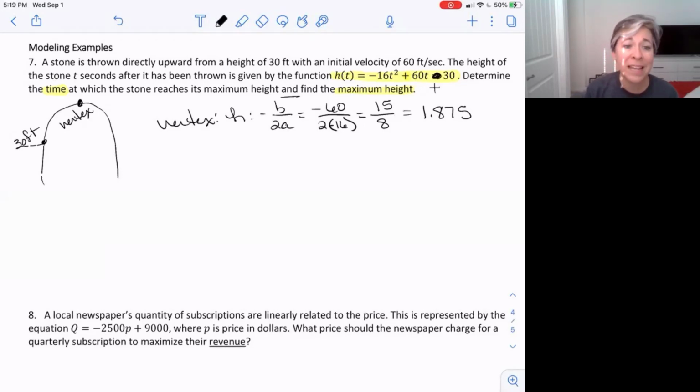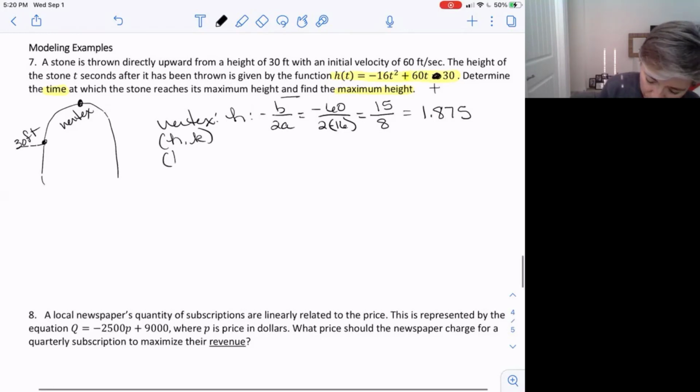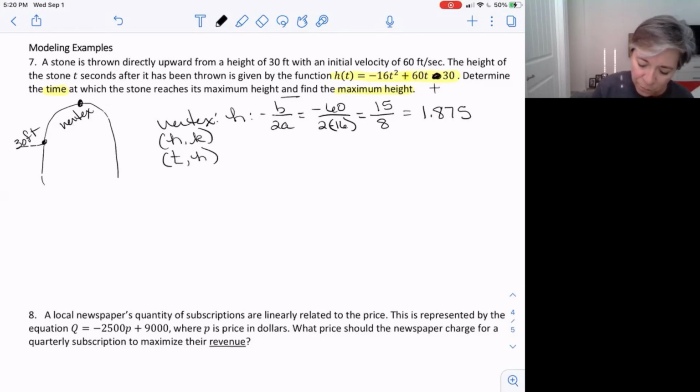Oh, wait, okay. I don't want to confuse you guys. This is the h part of the vertex, the h, k. When we're dealing with the height and the time, that would be our t, and they're using h for the height here. So just to clarify, we're looking for the input value of time. So this would be, I believe, in seconds.